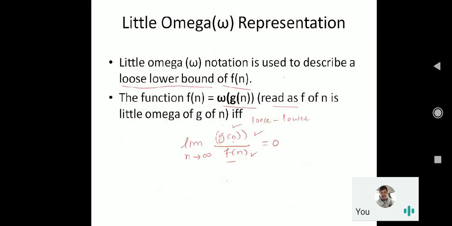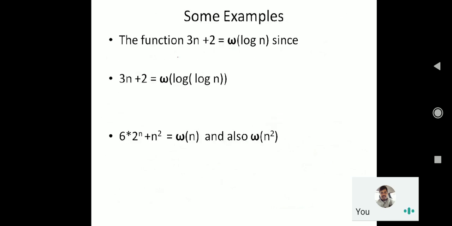So this is the equation, and one example is the function 3n plus 2 is equal to omega of log n, because the limit as n tends to infinity of log n divided by 3n plus 2 is 0. 3n plus 2 will be very much larger than log n as n tends to infinity. Even you can say 3n plus 2 is omega of log log n. Log of log n will be very much lesser than 3n plus 2. Log of log n divided by 3n plus 2 is equal to 0 as n tends to infinity.